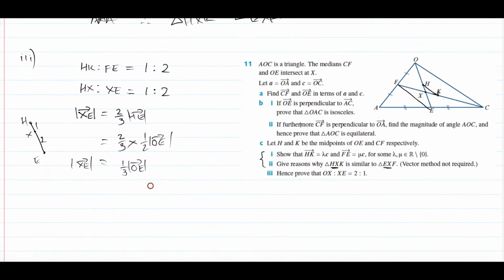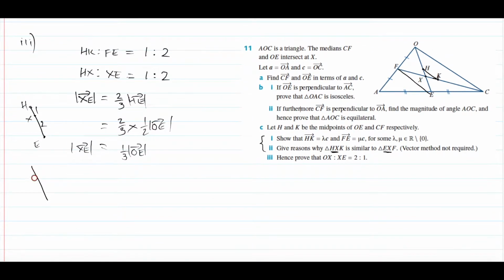We're almost there. Now I'll draw this line once again. This is O, this is X, and this is E. XE is 1/3 of OE, so XE we'll call 1. If OE, the entire length, is 3, that means OX would be 2. So that leaves us with OX in ratio to XE, which is what we need. OX is the 2, and XE is the 1. And therefore, we've proved part triple I. And that is how you solve this question.